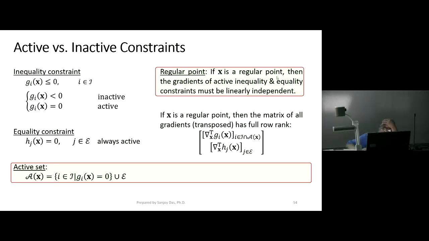So this is the definition of a regular point. And we shall hereafter assume, unless I specifically say that it's not regular, that the point we're dealing with is a regular point. What would it mean if it was linearly dependent, not linearly independent? It would mean that two of the gradients, maybe they're pointing in exactly the same direction. And that's rare. Okay, so unless I mention otherwise, we will be dealing with a regular point.